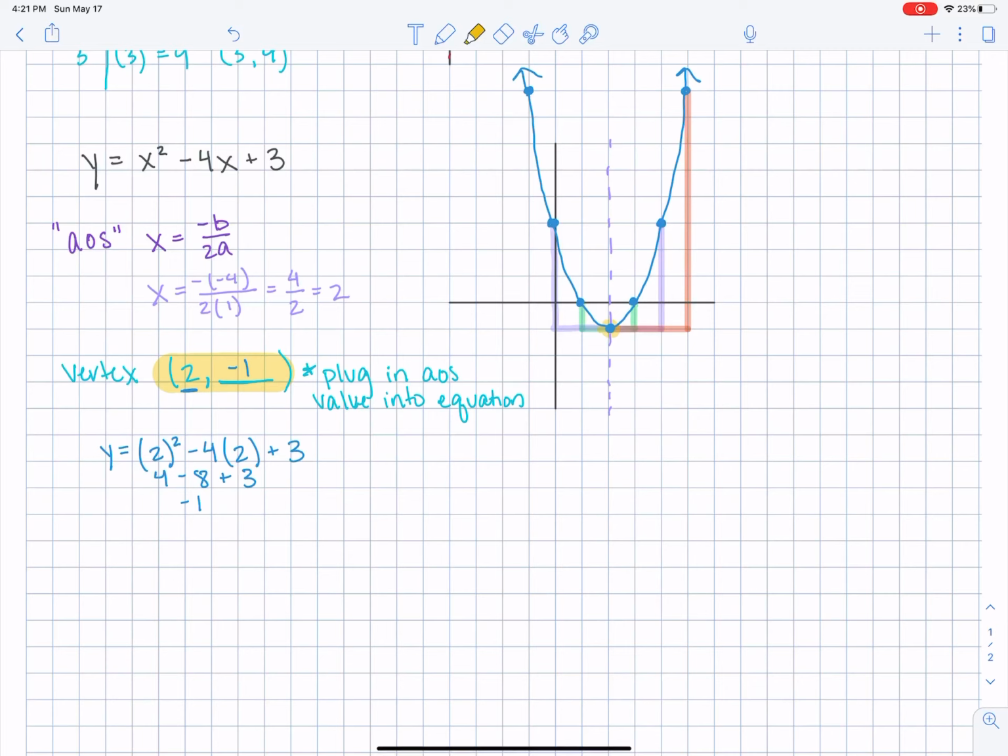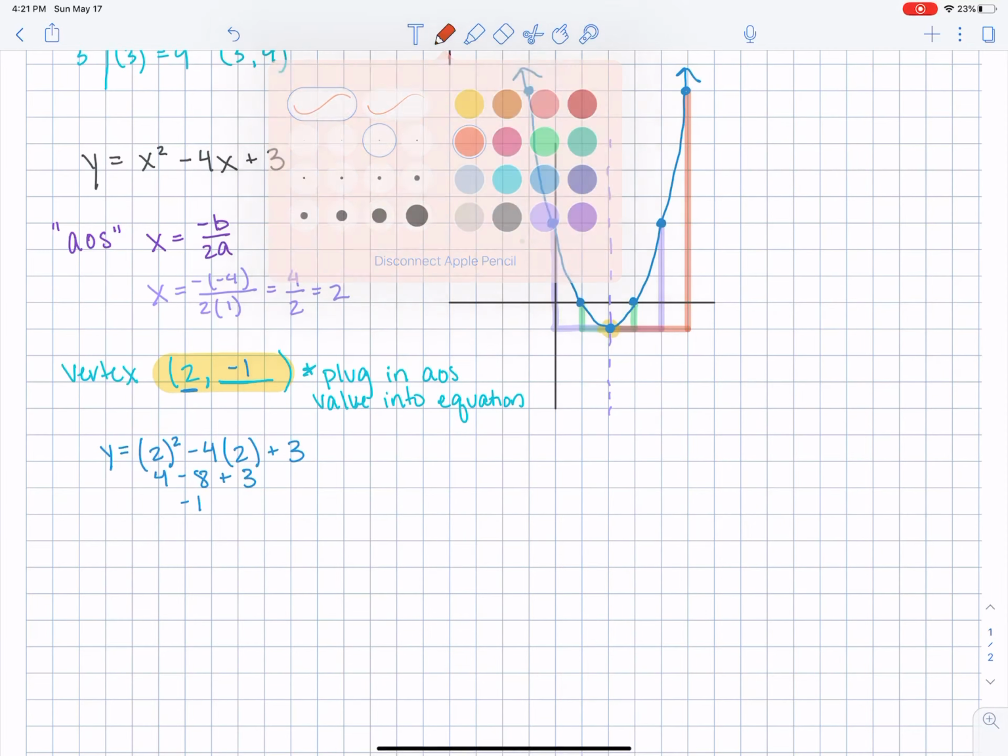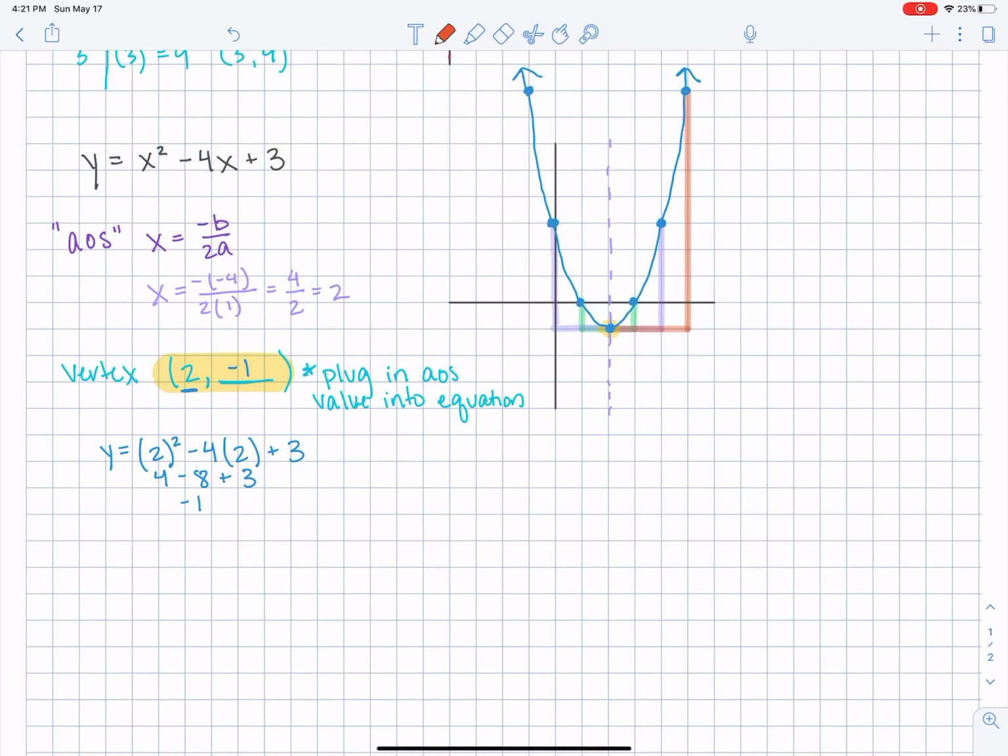Okay, then we need to check on a few other things. We need to check on our y-intercept. So our y-intercept should be our constant. Hey, it is. That's totally cool. It goes through the point (0, 3).